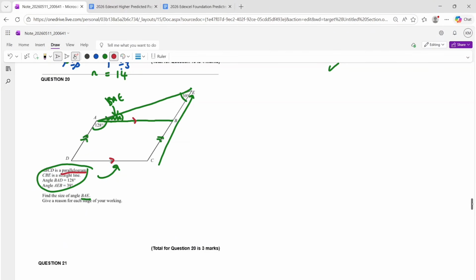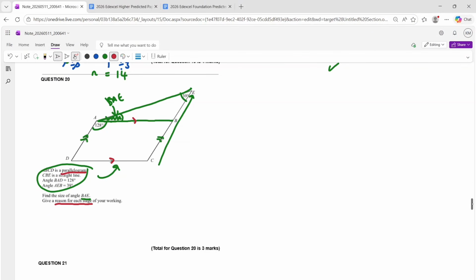With questions like these, even if you don't know how to get to the answer, work out as many angles as you can, put them on the diagram, and it's asked for reasons for each stage. So every time you work out an angle, write the reason down. And even if you don't get to the answer, you might still get some of the marks.